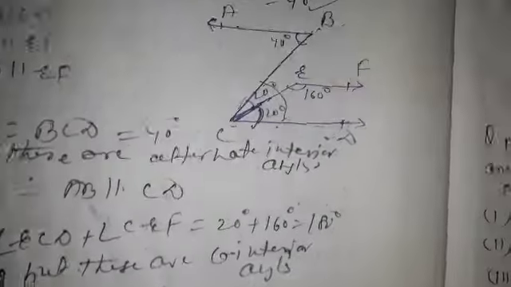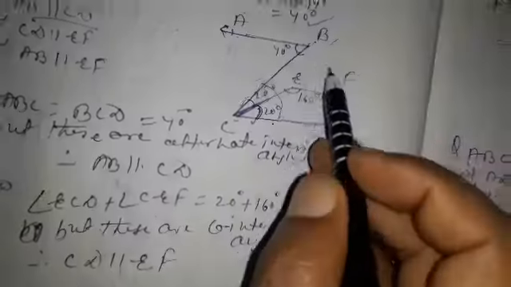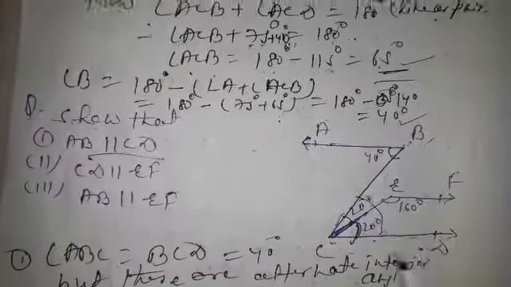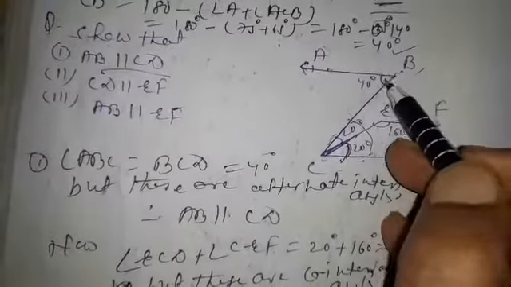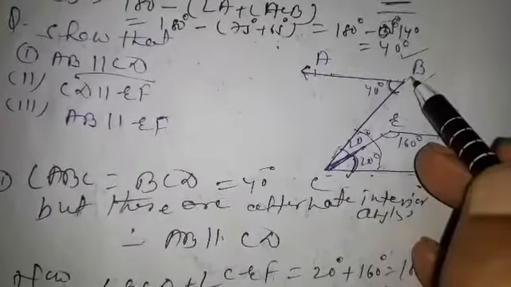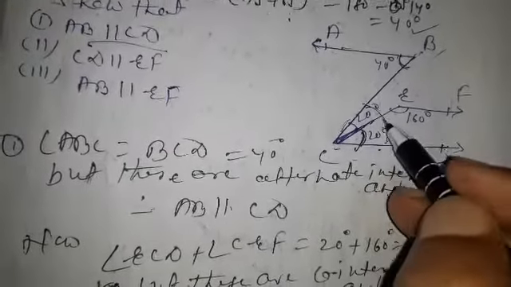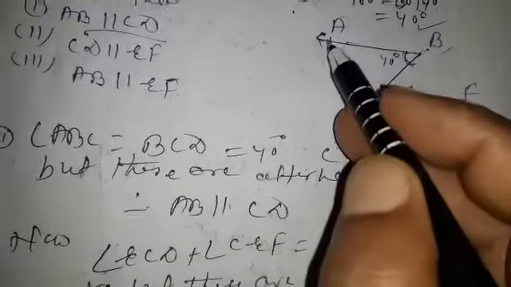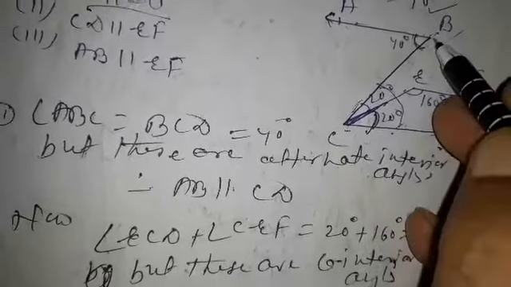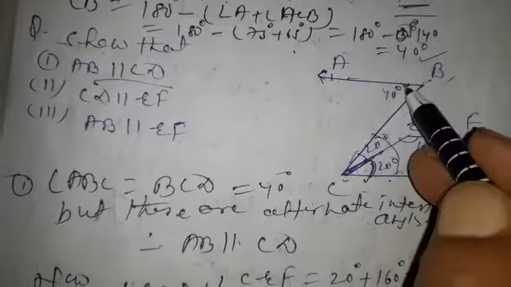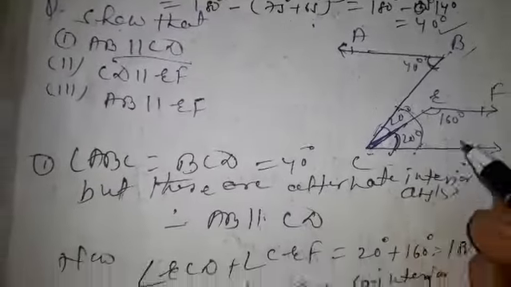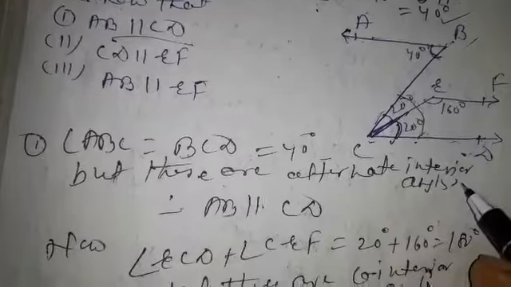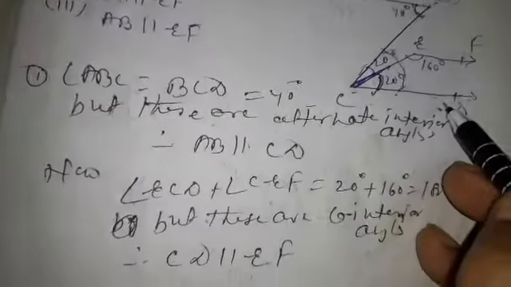Now we have a figure here and we have to show AB parallel to CD. First question, AB parallel CD. Here angle ABC is given as 40 degrees and angle BCD is also 40 degrees. So angle ABC is equal to angle BCD, and these are alternate interior angles, therefore AB is parallel to CD.